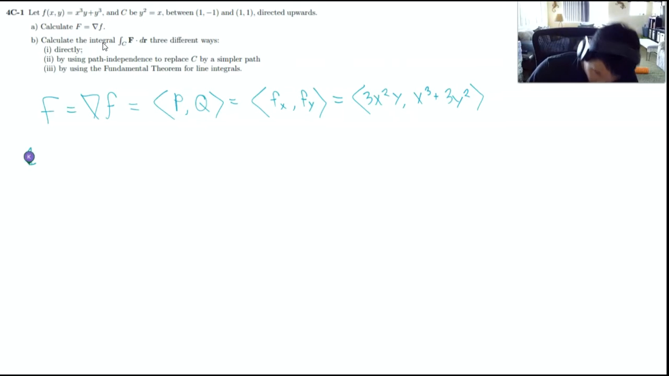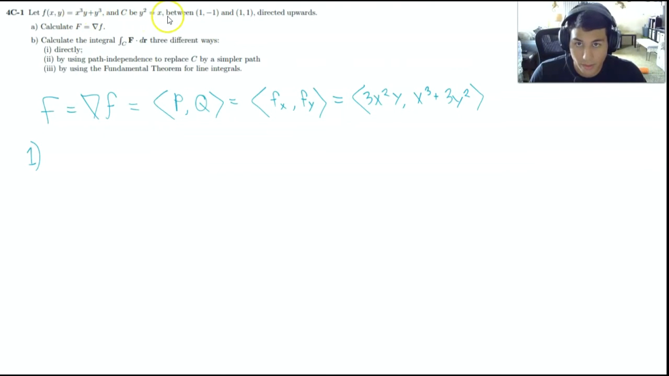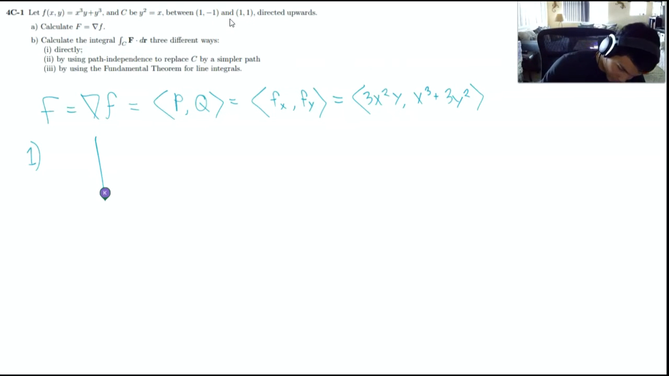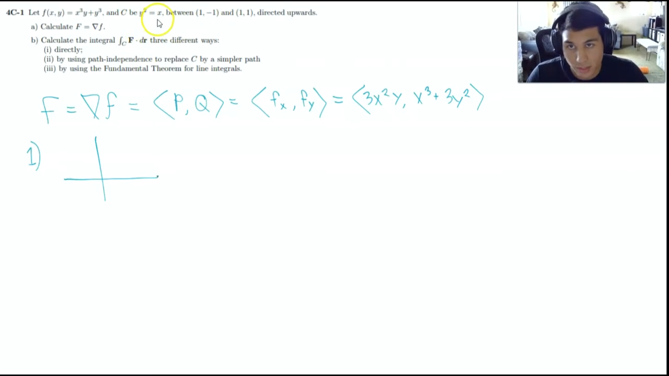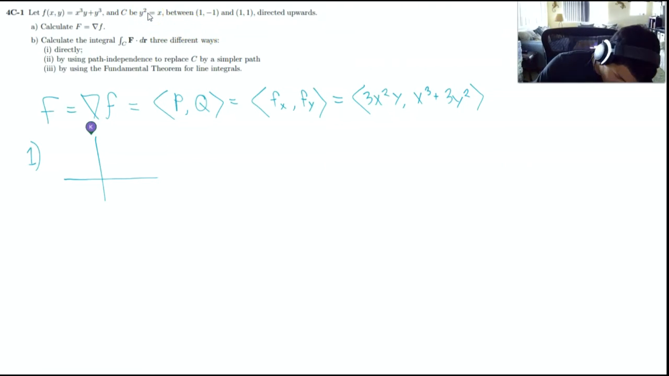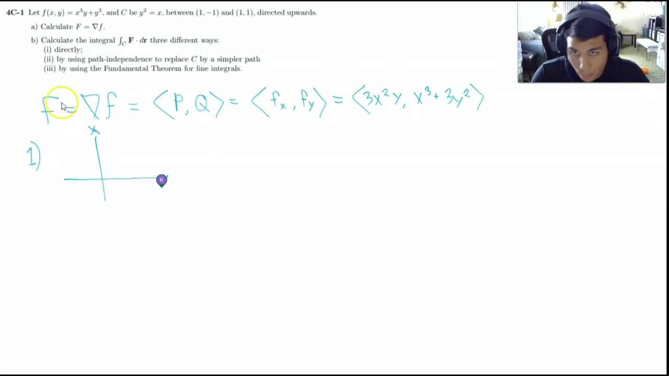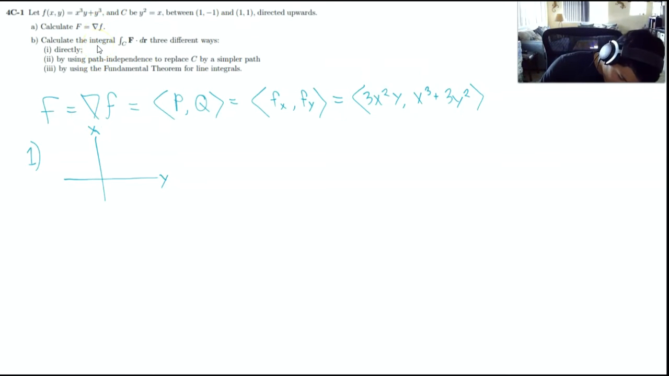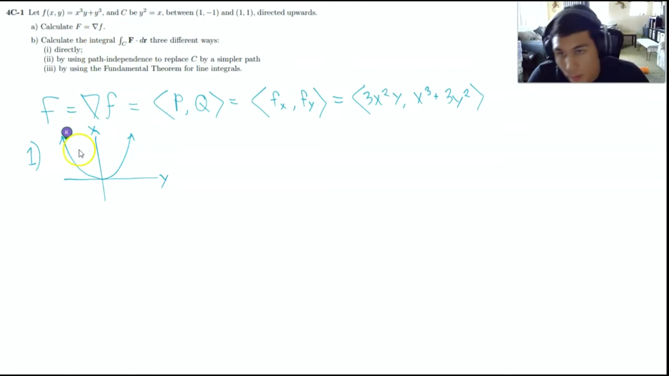So number 1, we just want to do it directly using this path in these coordinates. Okay, so first I'm going to draw a picture. Okay, so y squared equals x. That is the same thing as y equals square root x. But I'm actually just going to write x as my vertical axis, and we'll write y as my horizontal axis. This way, because I always know what a parabola looks like. I actually sometimes forget what the square root graph looks like, but I know this for a fact.